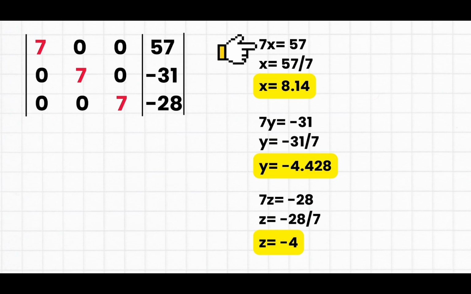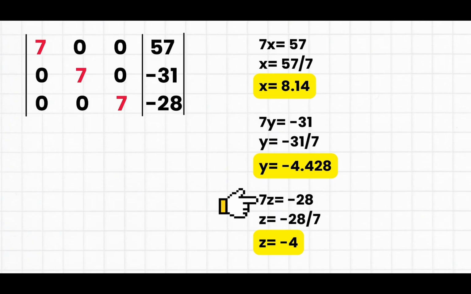This means that 7x equals 57. Therefore, x equals 57 over 7, approximately 8.14. 7y equals minus 31. Therefore, y equals minus 31 over 7, which is minus 4.428.